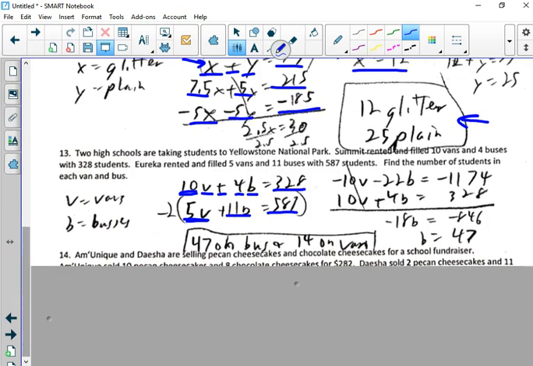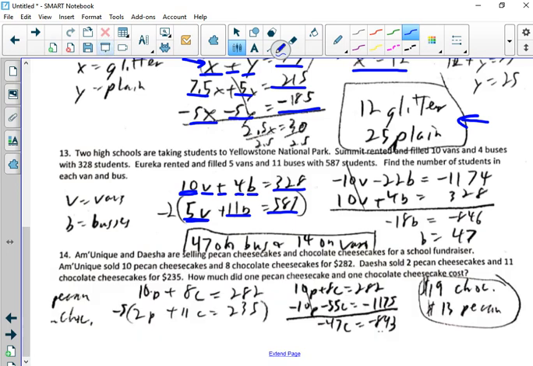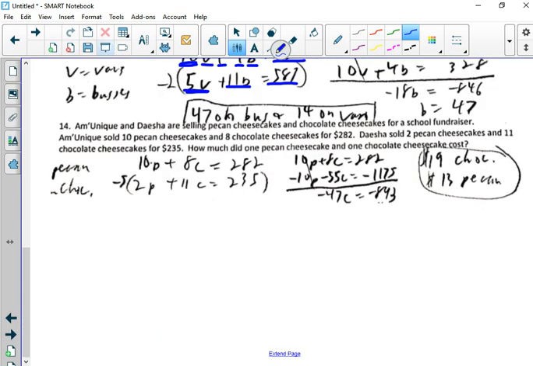Last but not least, okay, again, you're comparing two situations. You've got pecans and chocolate. So you just read it. 10 pecans, 8 chocolate for $282. 2 pecans, 11 chocolate for $235. You're comparing two situations. Again, this is a nice one because it's either 88 and negative 88 or 10 and negative 10. And since 2 goes into 10, again, we just multiply by negative 5.